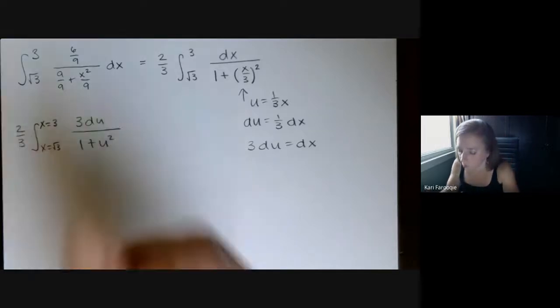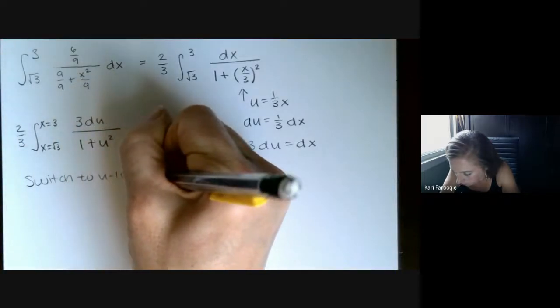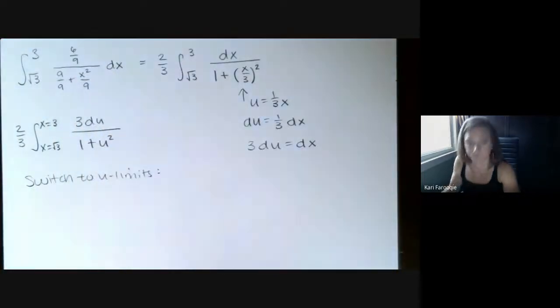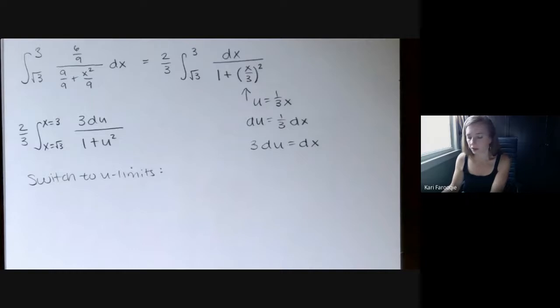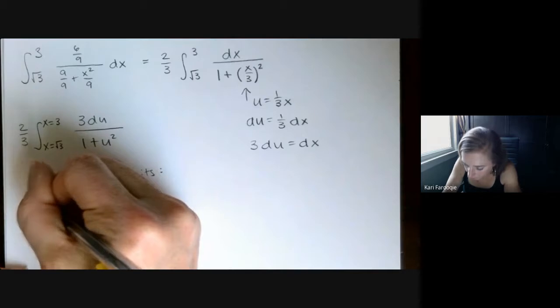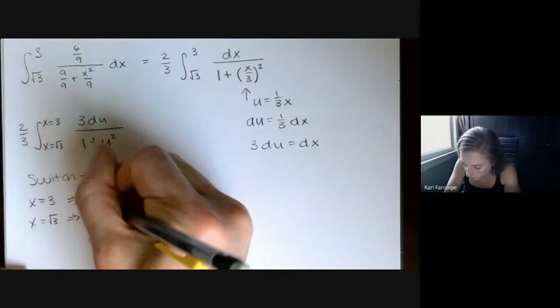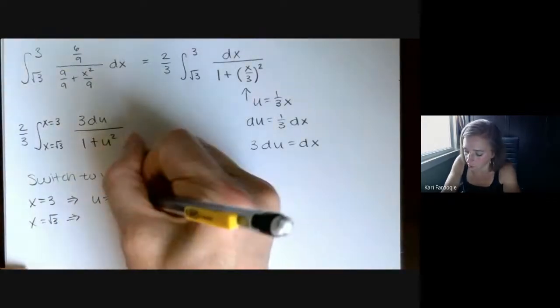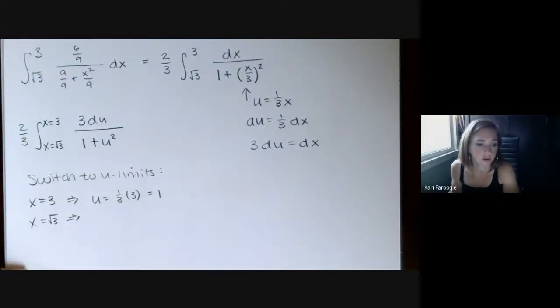Okay, so now we're going to switch to u limits. I have u equals 1/3 x. X was going from the square root of 3 to 3. So u is going to be 1/3 times x. Your new upper limit is going to be 1.